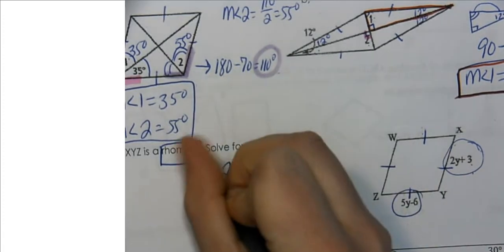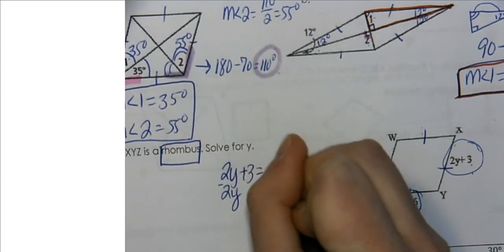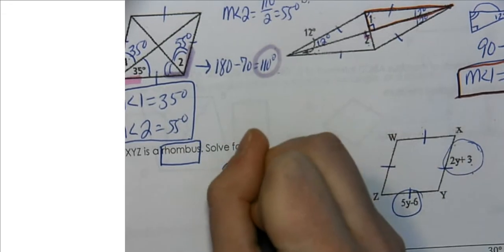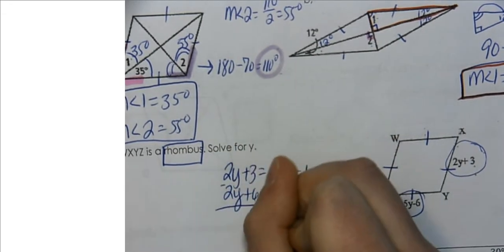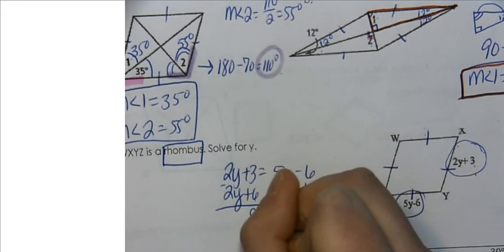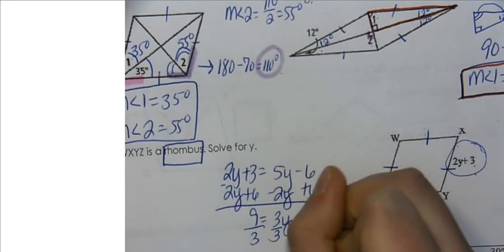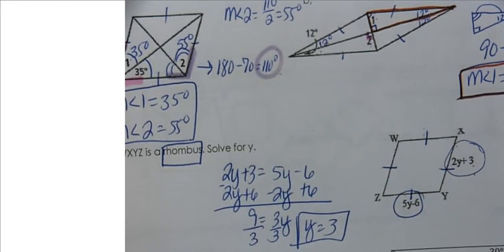I'm going to subtract 2y on both sides. I'm going to add 6 on both sides, and we find that 9 is equal to 3y. Dividing both sides by 3, we find that y is equal to 3. And there's our answer.